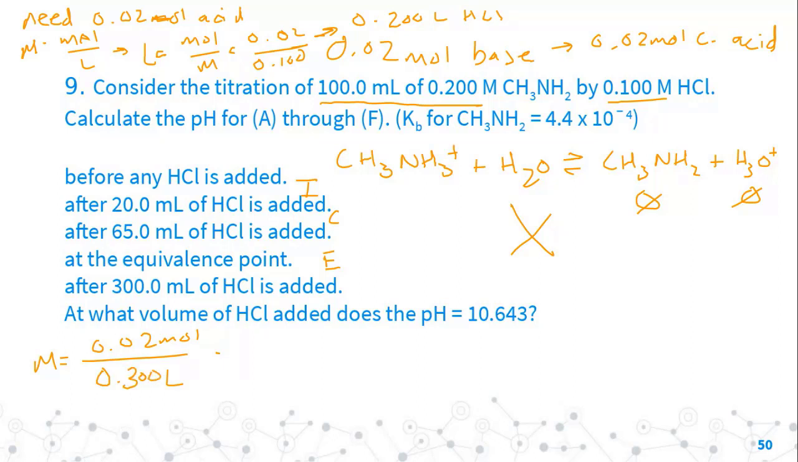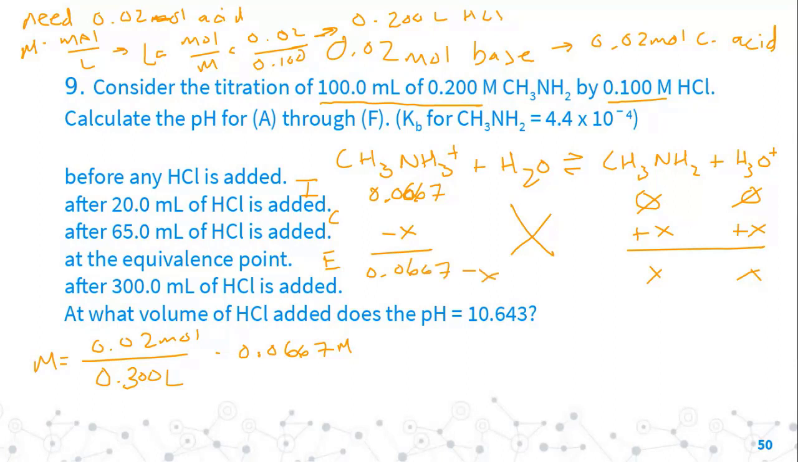Now we can get our concentration of the conjugate acid. That'll be 0.0667 molarity. Awesome. So we'll be adding x, and 0.0667 minus x. Cool. Now we have to set this equal to x squared over 0.0667. What do we set it equal to?